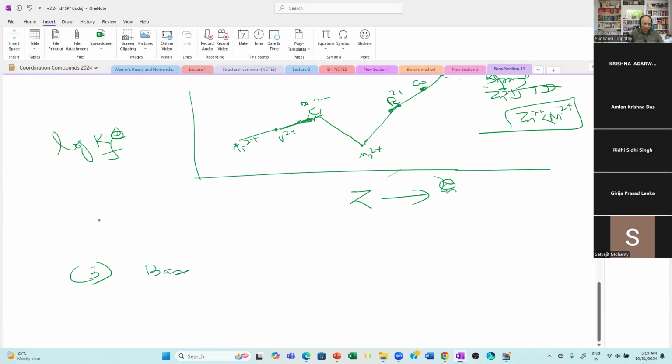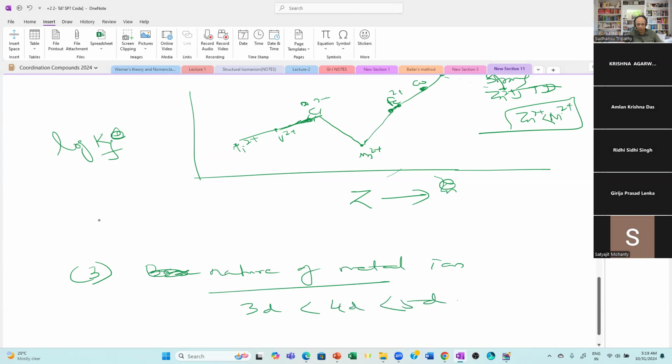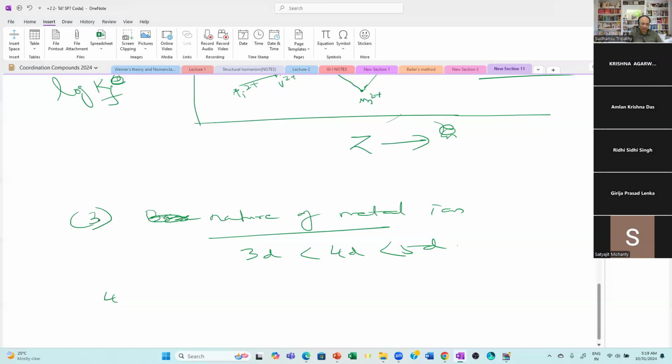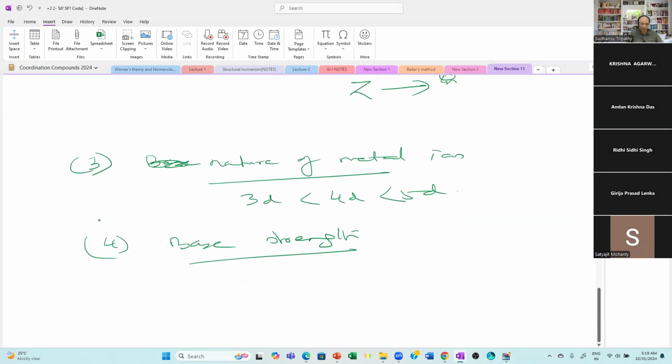What was point number 3? The 3d, 4d, 5d ions. 3d is less stable than 4d, less stable than 5d. Then base strength. Cyanide is a stronger base than ammonia, which is a stronger base than water.